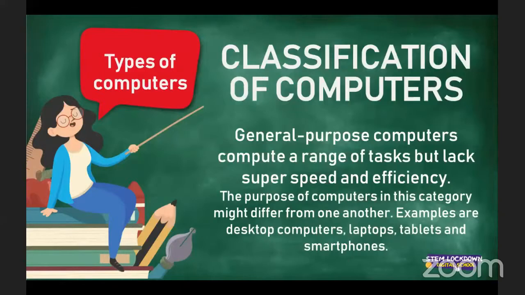So now we're going to talk about the classification of computers. So we get a general purpose computer and we get a dedicated computer. So let's look at general purpose computers. So these compute a range of tasks, but lack super speed and efficiency. So the purpose of these general purpose computers, okay, is they differ from one another.